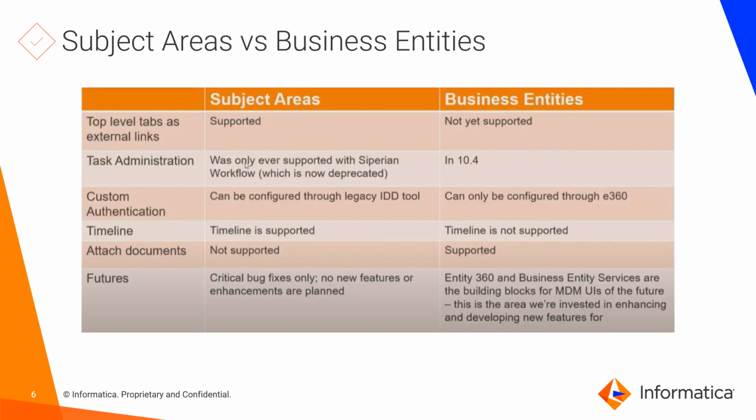So coming to the task administration, subject areas use the Cypedian workflow engine, whereas business entities use the BE ActiveVOS workflow engine. Cypedian is kind of deprecated now. And the difference, again, is that timeline was supported in subject area, but it is not going to be supported in business entities. And there is a feature where you can attach documents in business entities, but that is not the case in subject areas.